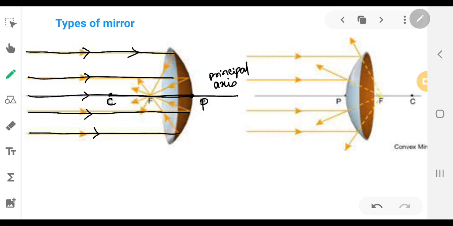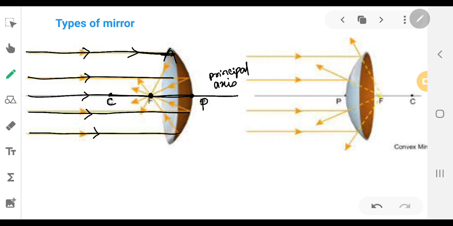So this ray hits the surface, and the reflecting surface is such that the ray reflects in this particular direction. The first ray. The second ray hits the surface and reflects. The third ray reflects. The fourth ray reflects here. And the fifth ray reflects like this. Now you can see after reflection all these rays are meeting at a common point.